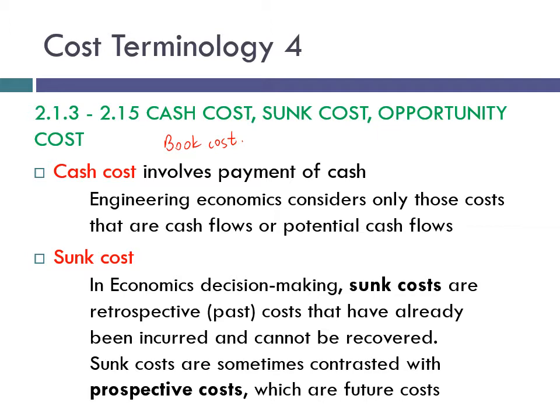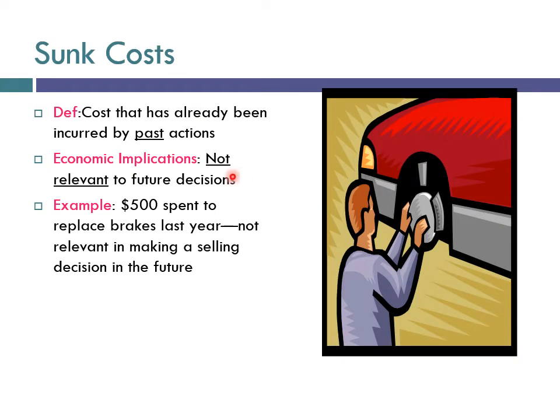So let me give an example. We said that these sunk costs have already been incurred by your past actions and they are not relevant to your future decisions. For example, you spend $500 to replace the brakes of your car. If you decide to sell your car, this $500 replacement cannot increase the selling price of the car. You cannot demand more since you replaced the brakes, because the car should have the brakes at all. You cannot sell the car without the brake pads. When you replace them, you cannot ask for more money. So this is a past cost or sunk cost.